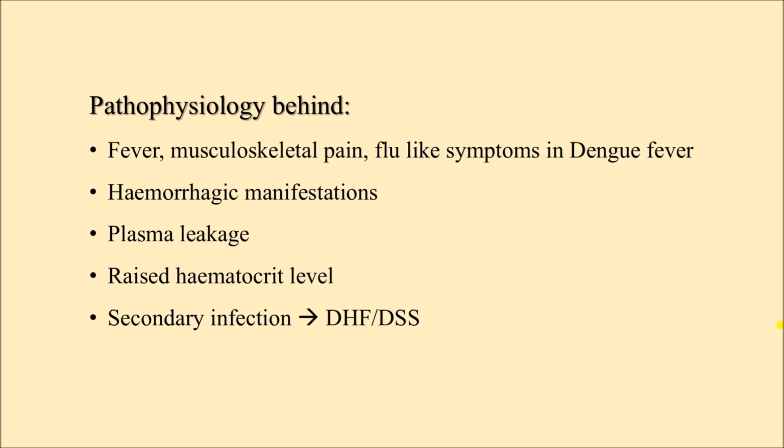Then we talked about the reason behind increased capillary permeability leading to plasma leakage and the different clinical features of plasma leakage, like shock, like organ hypoperfusion, and like the fluid accumulation in different parts of the body, like ascites, pleural effusion, etc. Then we learned the reason for the raised hematocrit level in dengue, especially during the critical phase, and also a very important topic was discussed, that is why following a secondary infection with a different serotype, a person can develop complications like dengue hemorrhagic fever and dengue shock syndrome. With this, we conclude today's session.